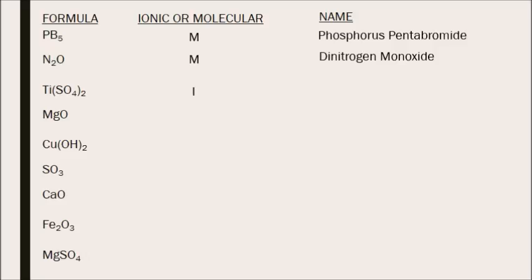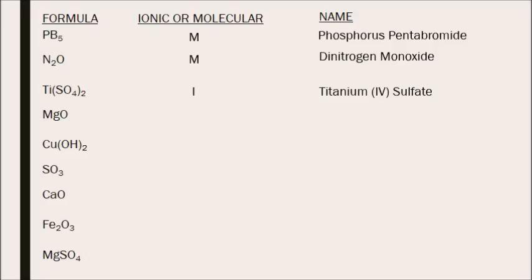So the charge on your titanium will actually be 4, and you will see that in the name when you get titanium(IV) sulfate. Because it's an ionic compound, you don't use any prefixes, and because it's a transition metal, you're going to use the Roman numerals to represent your charge on your metal.